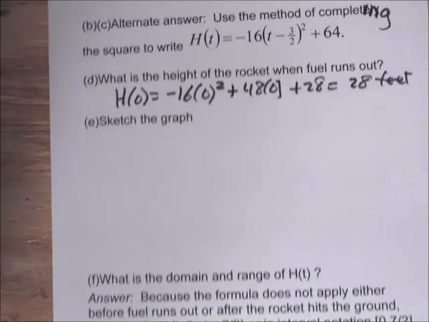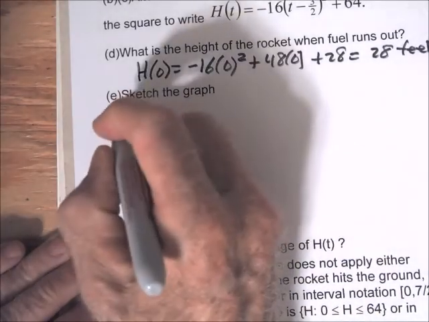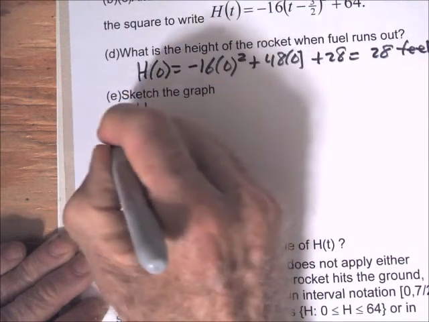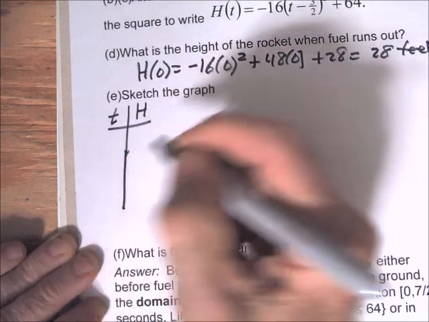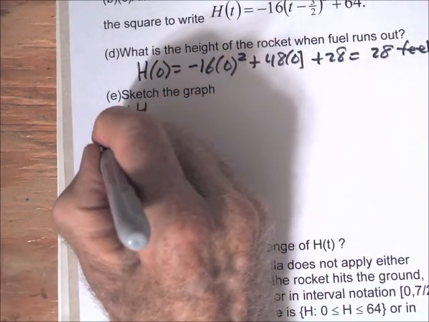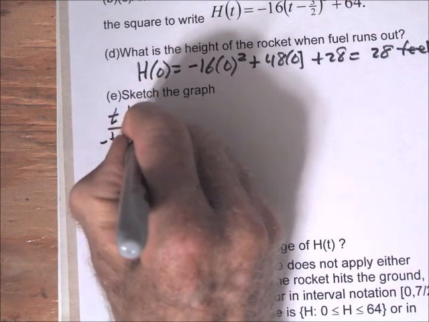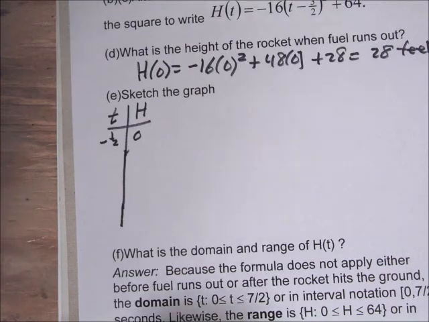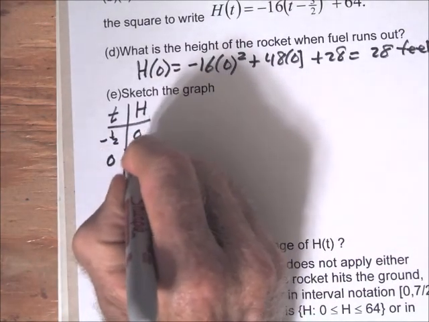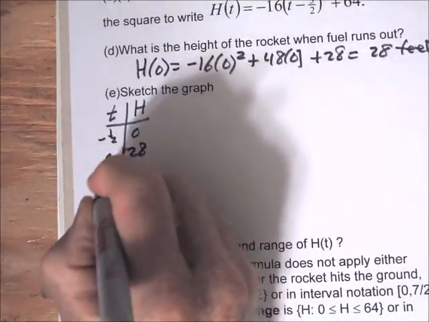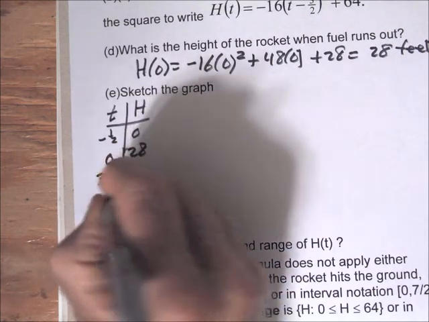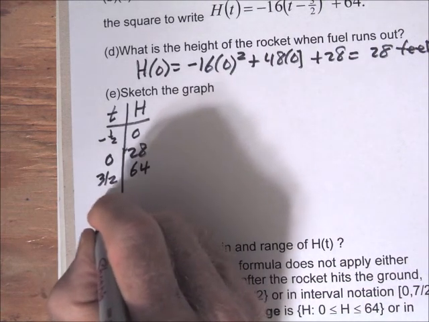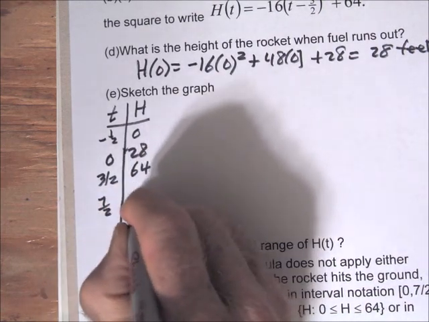And then we can sketch the graph. We actually have the information we need now to sketch the graph. We know the intercepts, -1/2, 0. The height is 0 at time -1/2. At time 0, the height is 28 feet. At time 3/2, or 1.5, it reaches the maximum height of 64 feet. And at time 7/2, or 3.5, it's back on the ground.